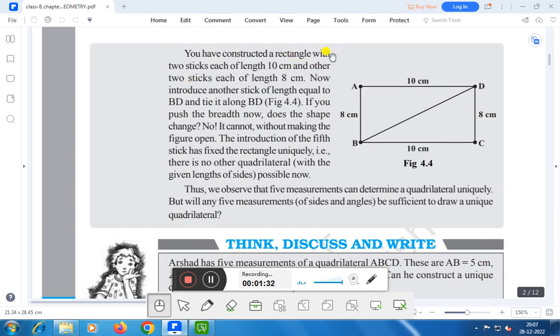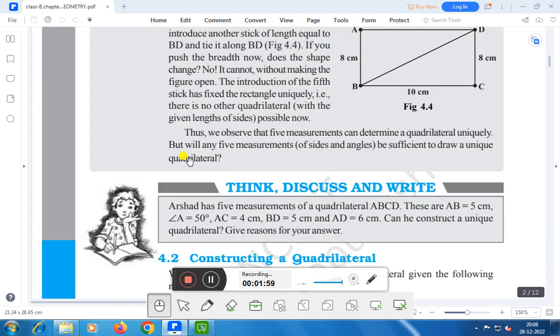You have constructed a rectangle with two sticks each of length 10 cm and other two sticks each of length 8 cm. Now introduce another stick of length equal to BD and tie it along BD. If you push the breadth now, does the shape change? No, it cannot, without making the figure open. The introduction of the fifth stick has fixed the rectangle uniquely. That is, there is no other quadrilateral with the given lengths of sides possible now.